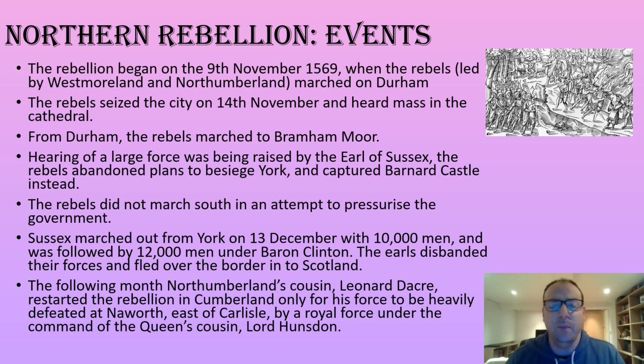A month later, Northumberland's cousin restarted the rebellion in Cumberland, only for his forces to be heavily defeated just east of Carlisle by a royal force under the Queen's cousin, Lord Hunsdon. So a very potentially dangerous rebellion doesn't come to a huge amount, and part of this might well have been Norfolk backing out. Part of it, I think, was the sign of strength and determination from Elizabeth, and part of it appears to be poor leadership from Westmoreland and Northumberland.